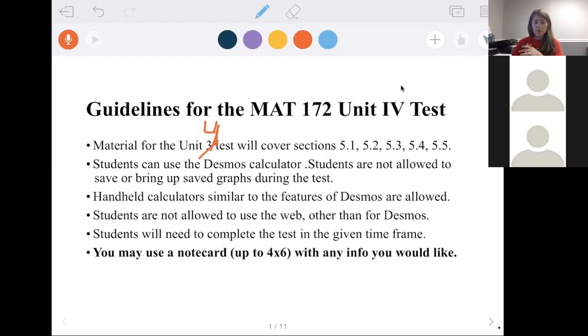As far as resources, just like your other tests, Desmos calculator is fine. Handheld calculators, Graphing Scientific are also fine. Desmos should be the only thing that you're using. And then just like for test 3, you can use a note card up to 4x6 with any information you would like. Important on here is to think about the identities that you want to include.